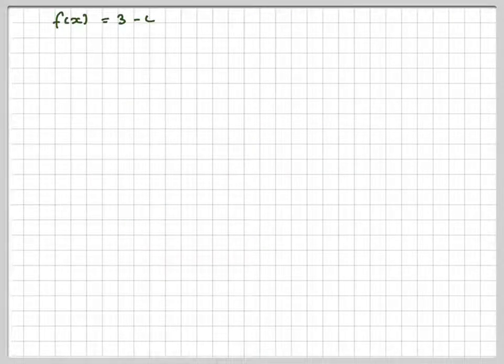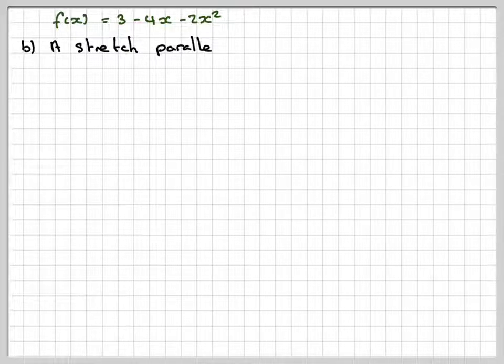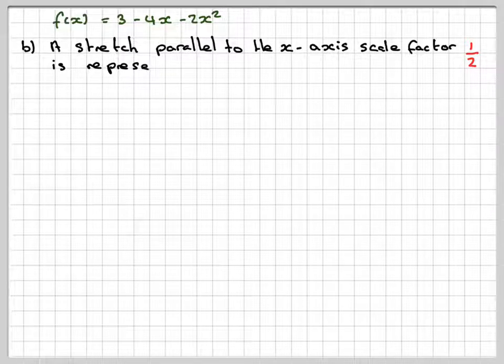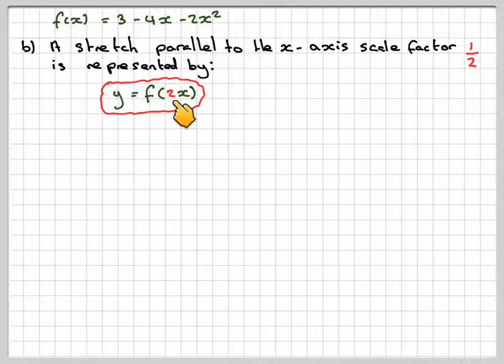Now, if we got f of x as 3 minus 4x minus 2x squared, and we want to do a stretch now parallel to the x-axis, i.e. a horizontal stretch, scale factor 1/2 is going to be represented by, now you need to find the number, you need to do 1 divided by 1/2, which is 2. So we will need to do y is equal to 2x. So that, y is equal to f of 2x. So that means everywhere there's an x in here, we will now have to replace it with 2x.